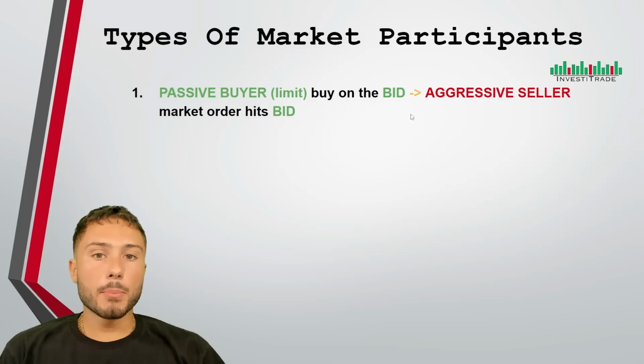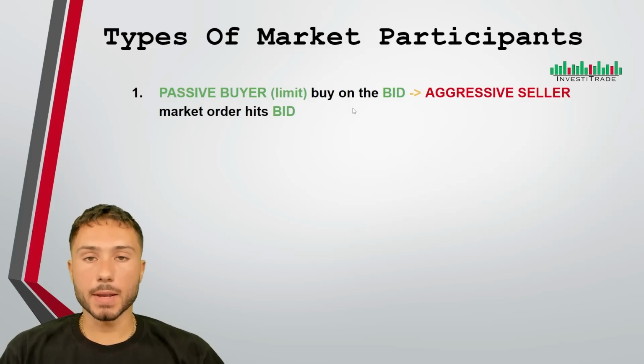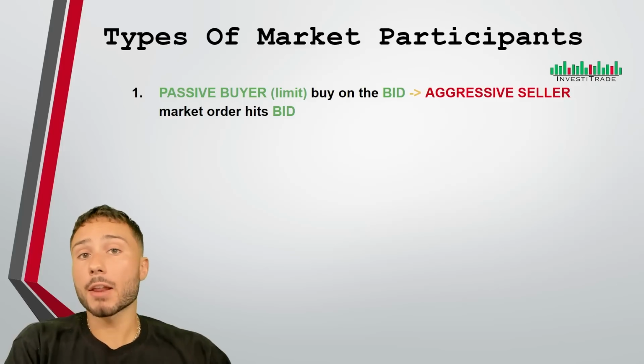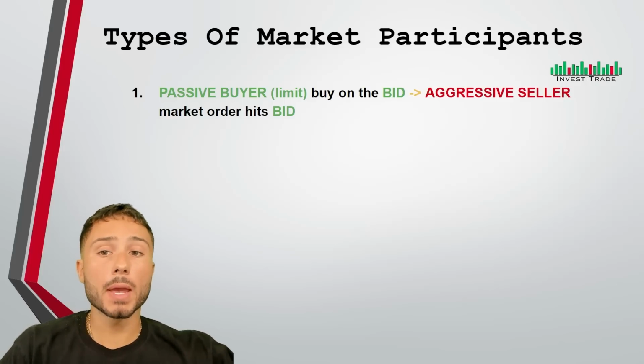Now, this is very important for you to understand because this is where it can go over a lot of people's heads. There are a few types of market participants and it depends on what side of the market we are on. Are we passive or are we aggressive?